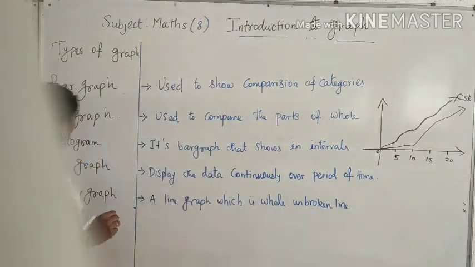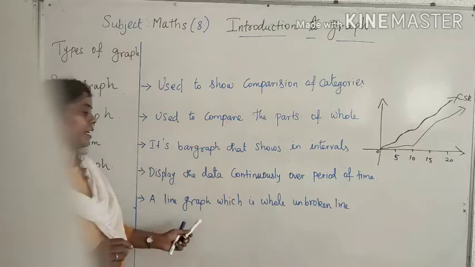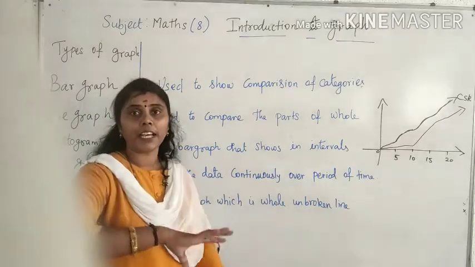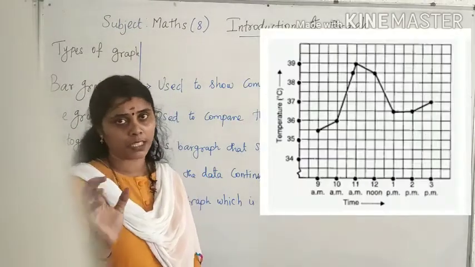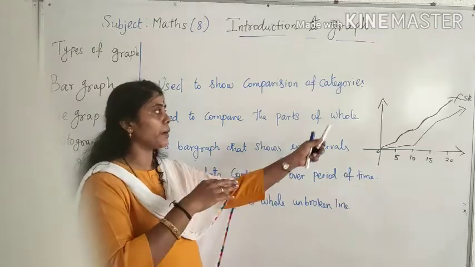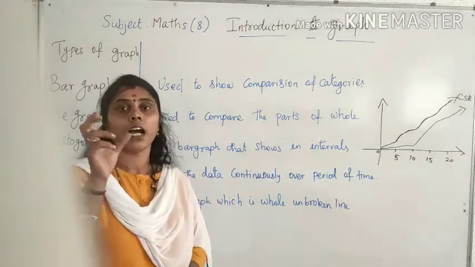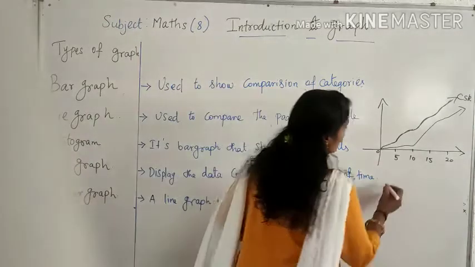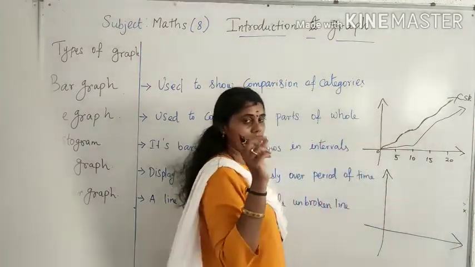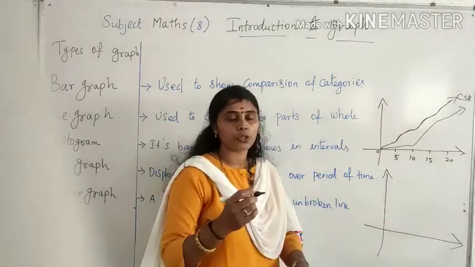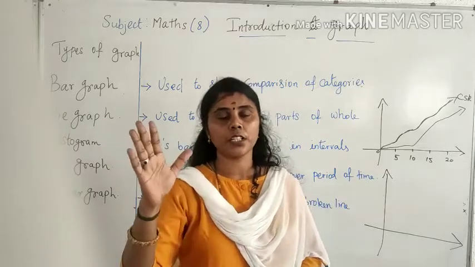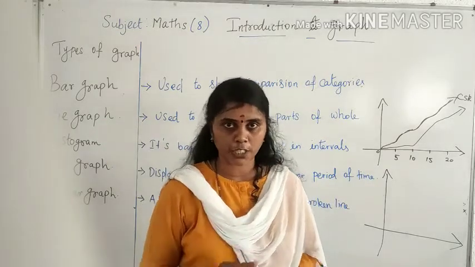And then next one is the linear graph. A linear graph is also a line graph, but the whole thing will be unbroken lines. Unbroken lines mean here we are not comparing two things. Suppose I want to show the seating arrangement of the whole class, where you and your friend are seated, so you want to show the seating arrangement of your classmates.